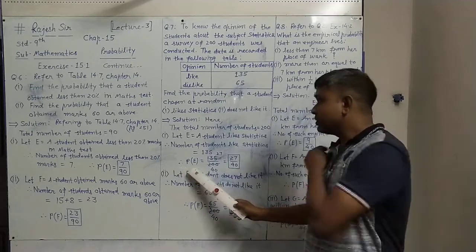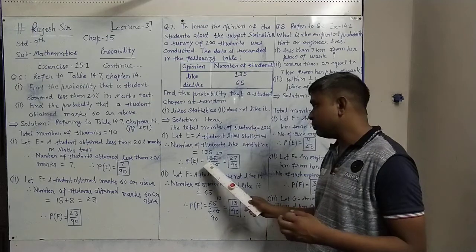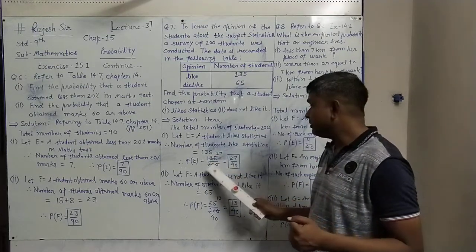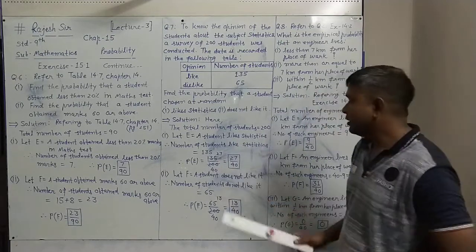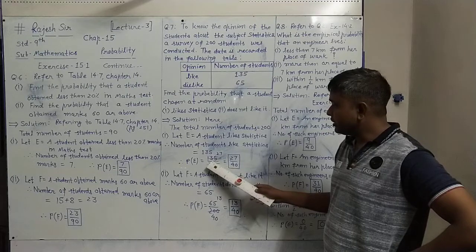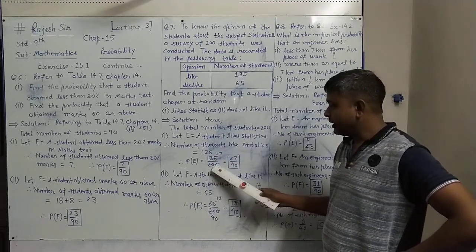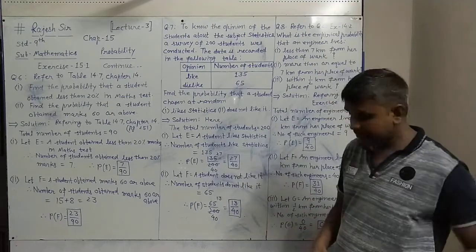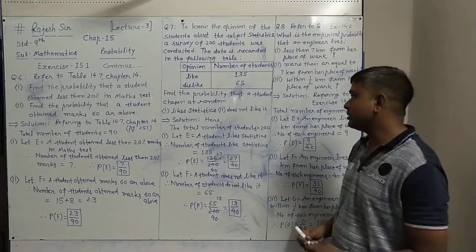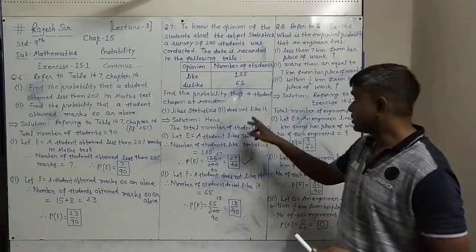So P(E), the probability that a student likes statistics, is equal to 135 statistics-liking students upon total students 200. By 5 you cut it up and down. 5 2s are 10, 3 is 3, 5 7s are 35, so 27 will be up, and 5 4s are 20, so 40 will be down. So this is the probability of the students who like statistics, the first answer. Then second, does not like.